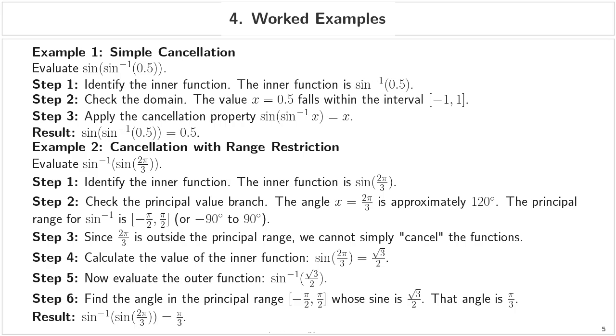Please take note of the difference between these two examples. In the first, the functions canceled out perfectly, but in the second, the range restriction forced us to perform extra steps. This leads us directly into our next slide, where we will discuss the most common mistakes students make when handling these properties.